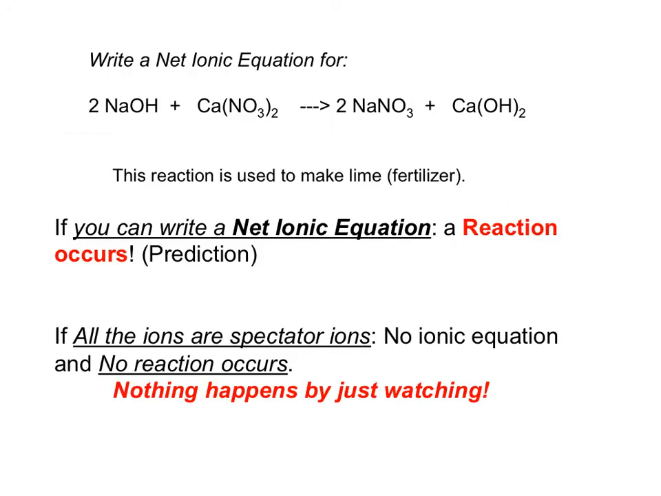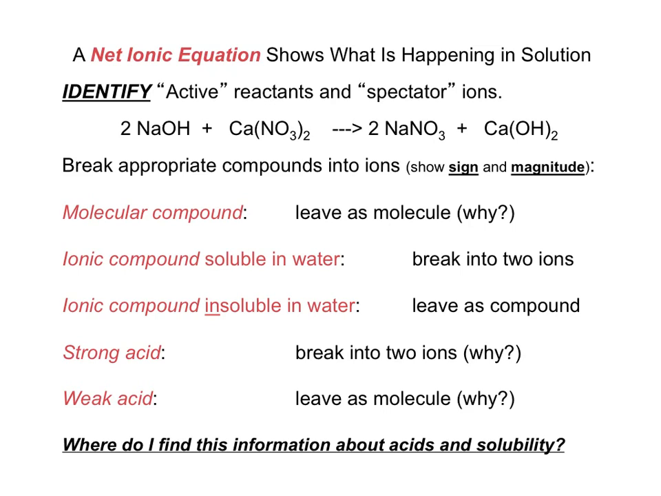We did this reaction on paper, but does this reaction really occur? We can predict that this reaction occurs if we can write a net ionic equation. In a net ionic equation, the ions that are participating in the reaction are shown. The ions that are not participating are called the spectator ions. A net ionic equation tells us what's happening in solution. Some compounds will break up into ions, others will not.